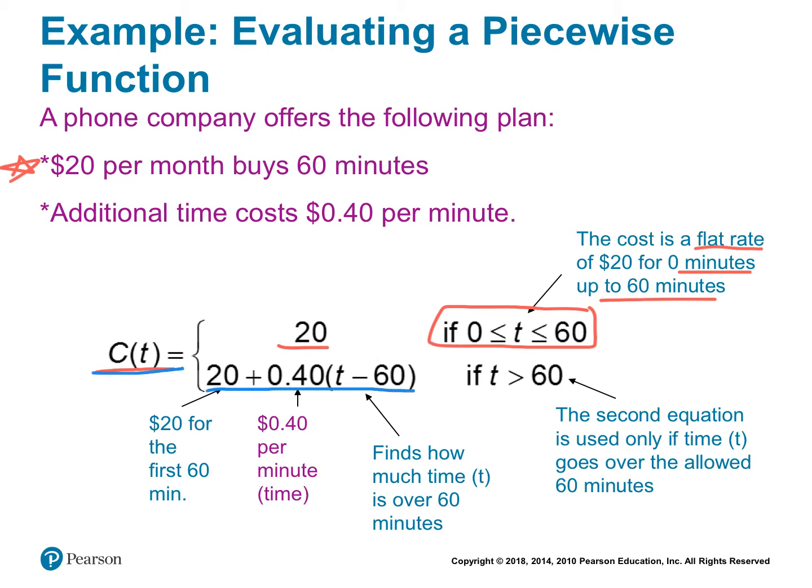Then our second equation is going to be right here: 20 plus 40 cents times T minus 60. So the 20 represents the first 60 minutes, but then if you go over the 60 minutes, it's 40 cents times whatever the minutes minus 60 is. So maybe you spent 80 minutes. So 80 minus 60 means you went 20 minutes over. So in this function, the T has to be greater than 60 because you only use it if the time goes over the allowed 60 minutes.